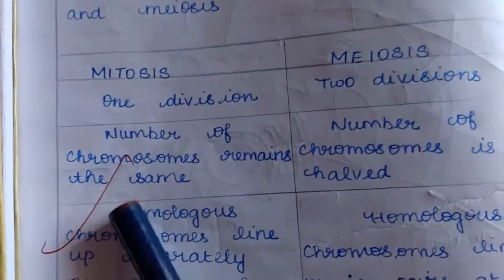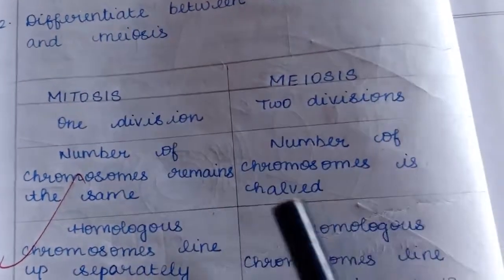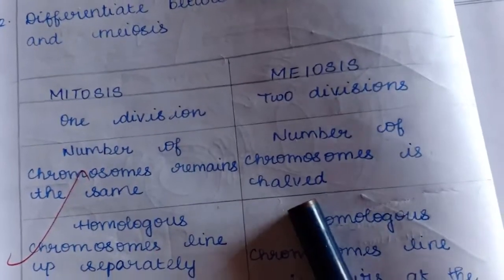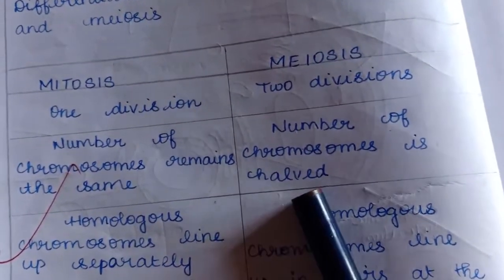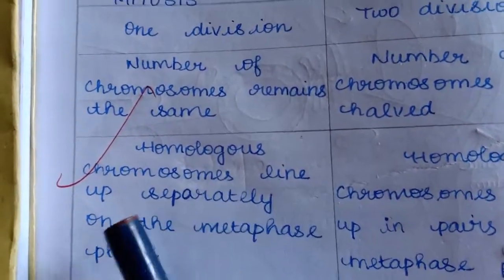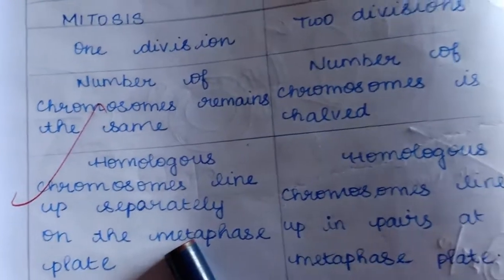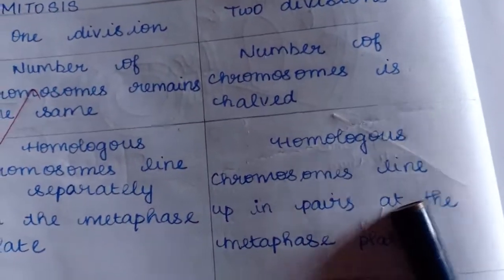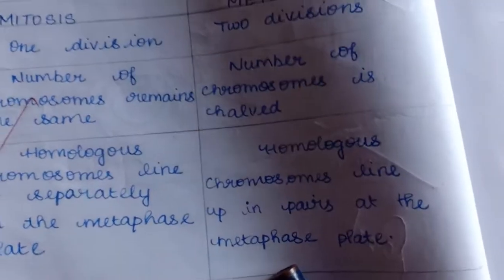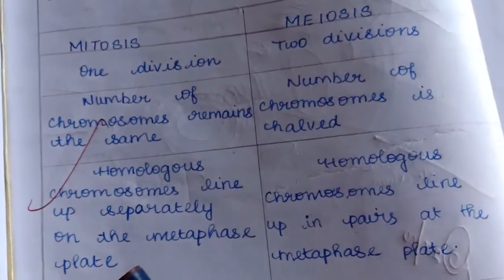In mitosis, the number of chromosomes remains the same. In meiosis, the number of chromosomes is halved. That is, it is reduced. You will have only half of the number of chromosomes. In mitosis, homologous chromosomes line up separately on the metaphase plate. They are present separately. In meiosis, homologous chromosomes line up in pairs at the metaphase plate.